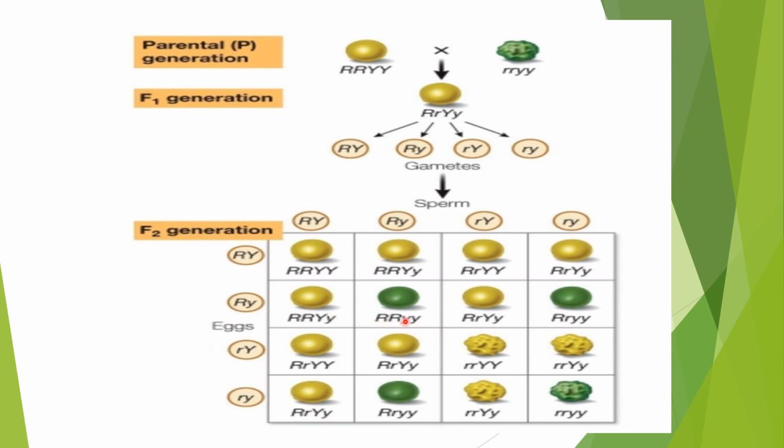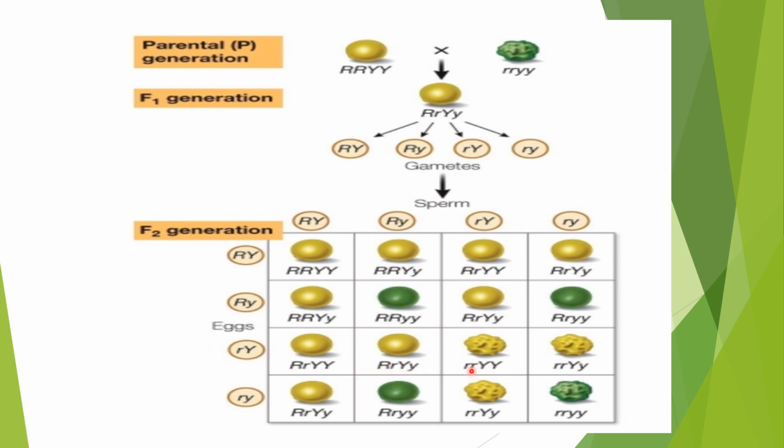But this one will be round and green. Why green? Because the small y, which is responsible for greenness, is present in homozygous condition, or in similar pairs. So this individual will be round and green. This again will be round and yellow. This one will be round and green again. This will be round and yellow. This will be round and yellow.